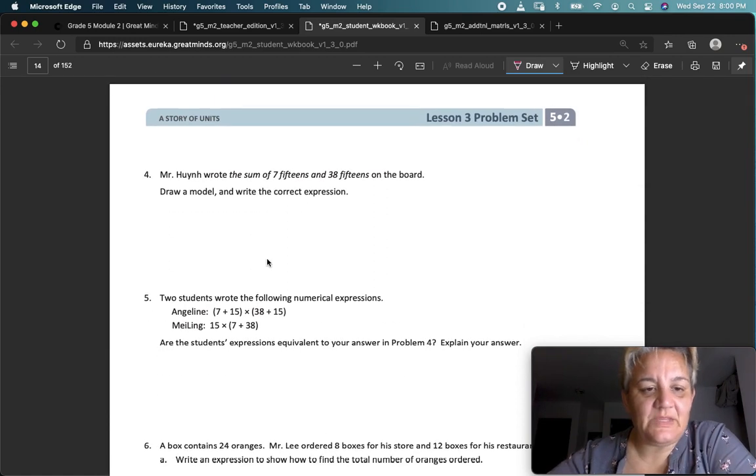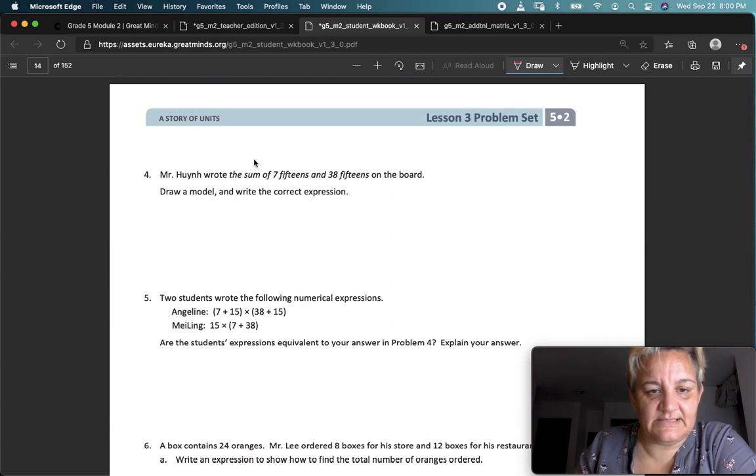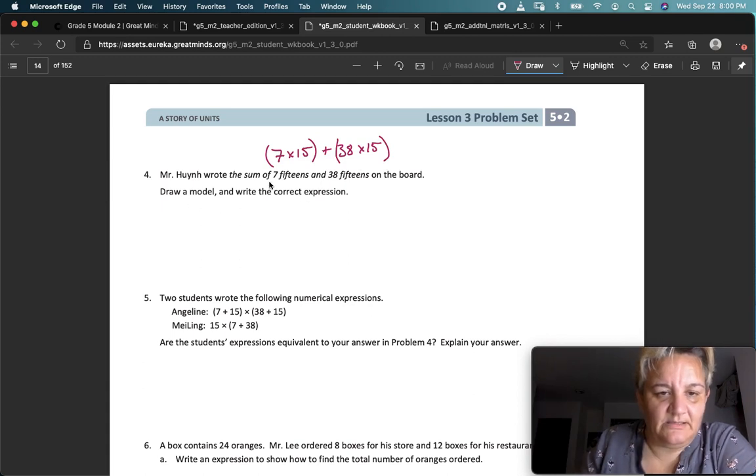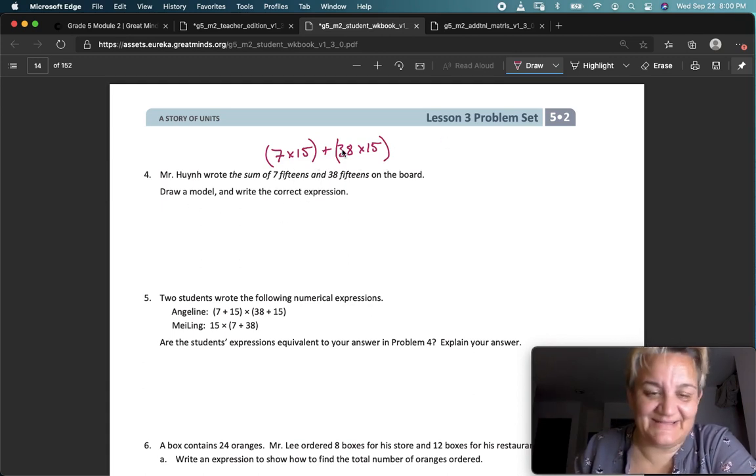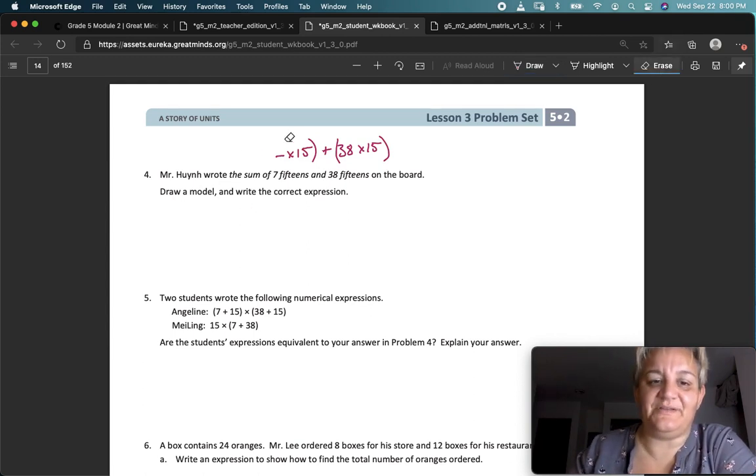Number 4, Mr. Hun wrote the sum of 7 fifteenths and 38 fifteenths on the board. Draw a model and write the correct expression. Okay. Well, see, I was doing it as I was reading it. I probably should have waited for the directions. Let's read all the directions before we start the problem, huh?